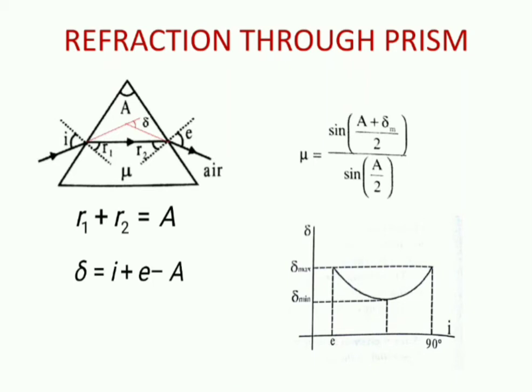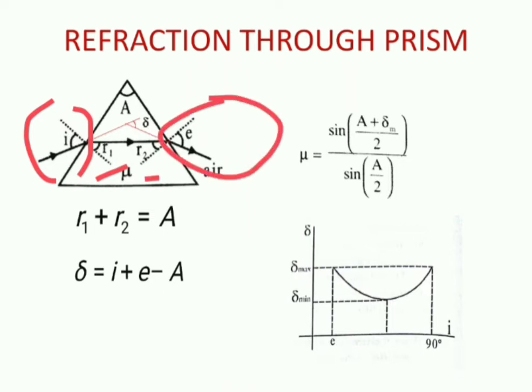Coming to the prism formula, we have studied refraction through a prism whose angle of prism is capital A. What is the relation between the two angles of refraction? If I is the angle of incidence, R1 and R2 are the angles of refraction, E is the angle of emergence, and A represents the angle of prism, then we have proved that R1 plus R2 is equal to capital A, and delta is equal to I plus E minus A.